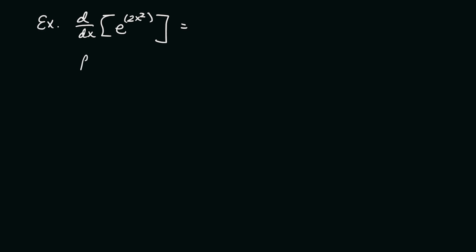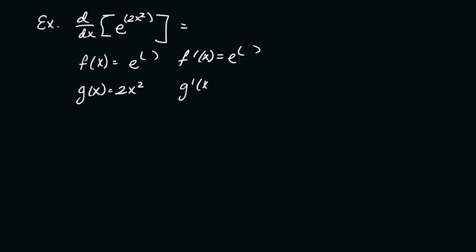So our outer function is just e to the whatever power that we have here. Our inner function in this case is just the exponent, so 2x squared. Now, f prime of x is just equal to e to whatever exponent we have, because the derivative of e to the x is just e to the x. And of course, g prime of x is just equal to 4x.